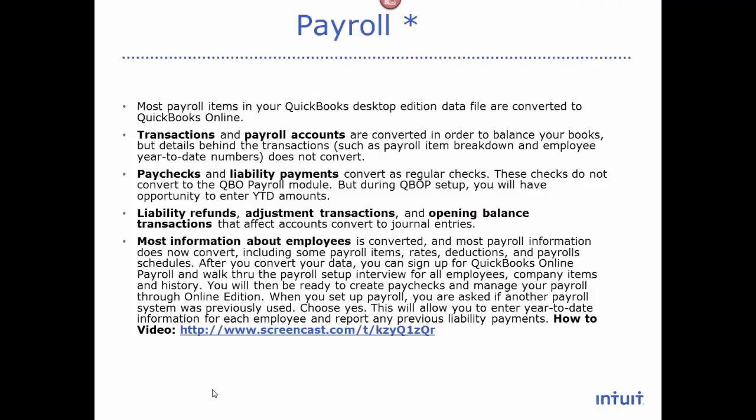And then more on payroll. Again, it breaks it down. Transactions and payroll accounts are converted, right? I mean, you're going to have the balances there for the reports. Paychecks and liability payments are converted as regular checks. Liability, refunds, adjustment transactions, opening balance transactions convert as journal entries. And then, again, a lot of info about the employee is converted, and you can watch my video there on what to do post-conversion to set payroll up again.